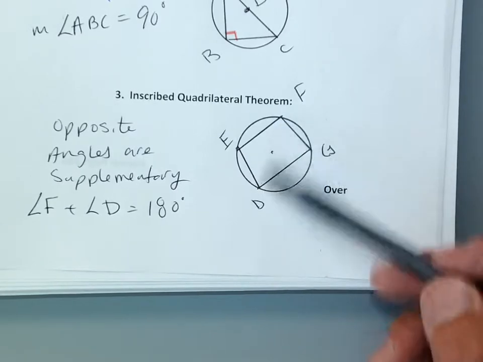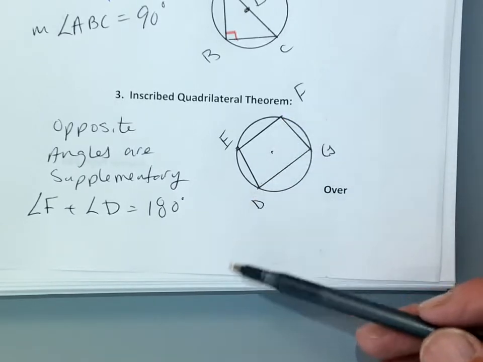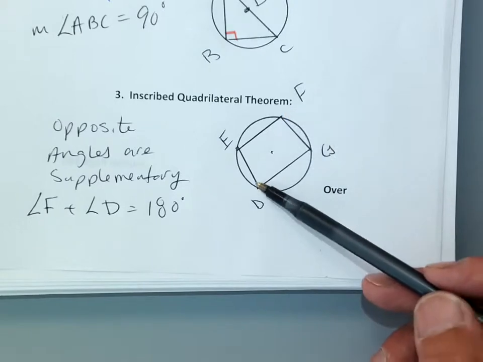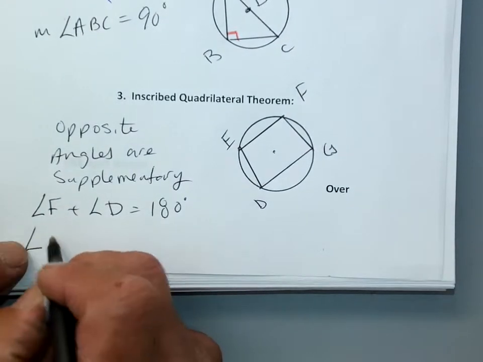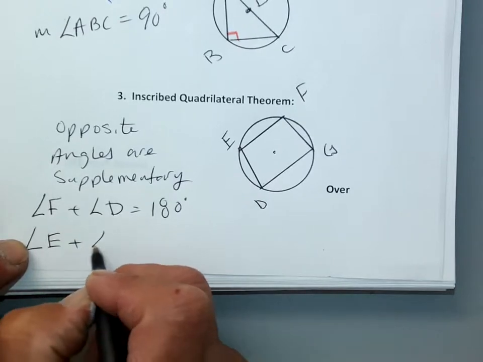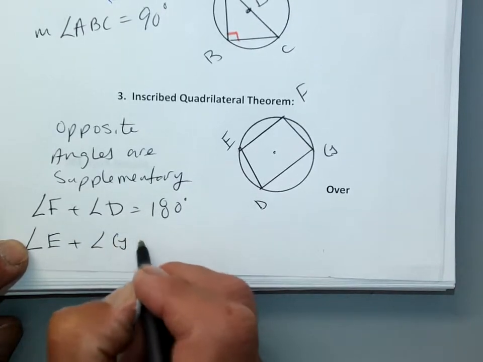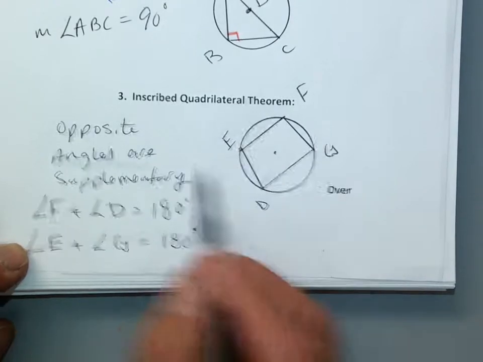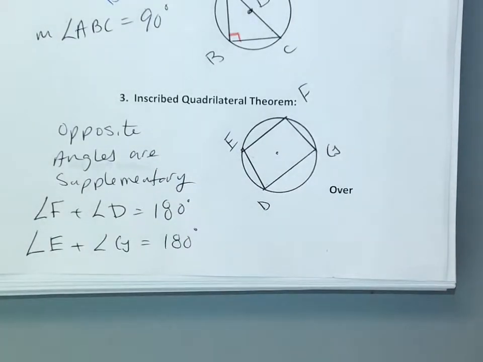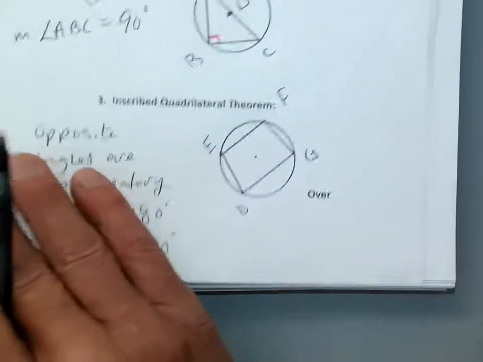So D plus F, they're not equal, but they add up to 180. And we could say also that angle E plus angle G also add up to 180 degrees, okay? They're not equal, but they add up to 180. So all these very unique things happen because of a circle, okay? Pretty cool. Thumbs up? So let's turn the page and look at some problems, okay?